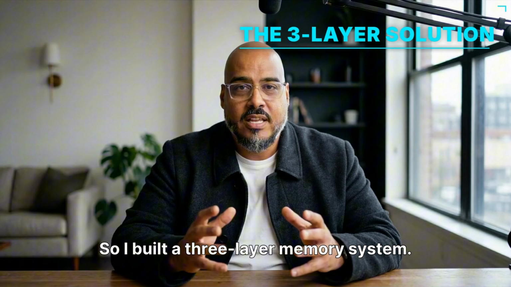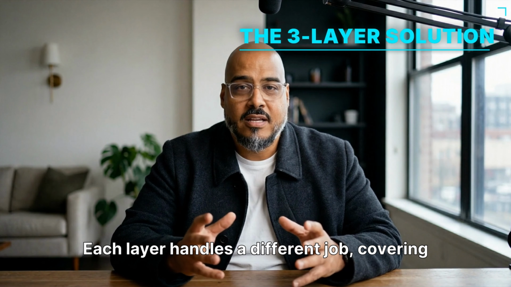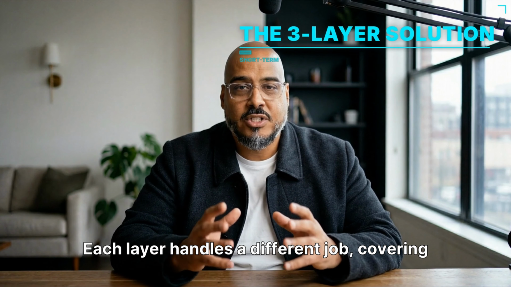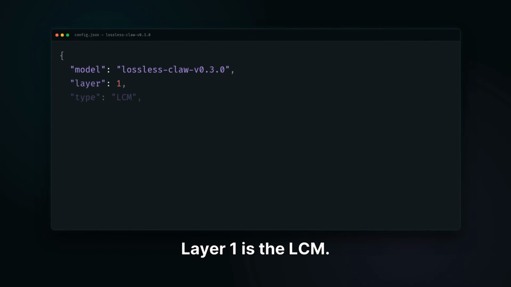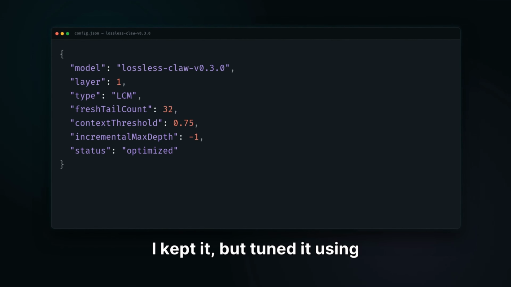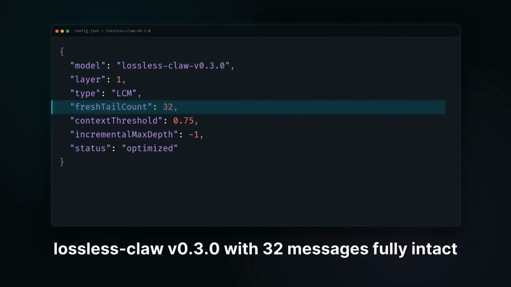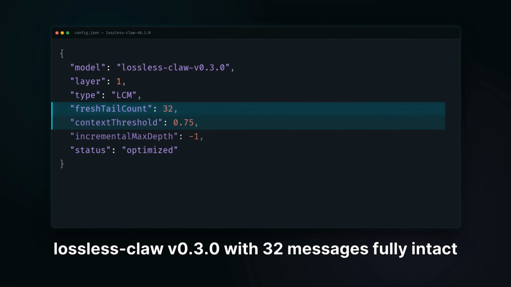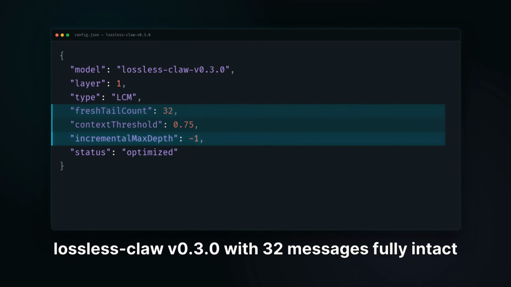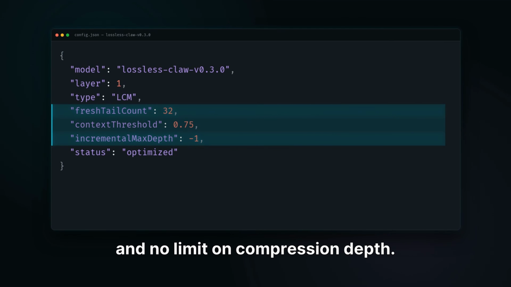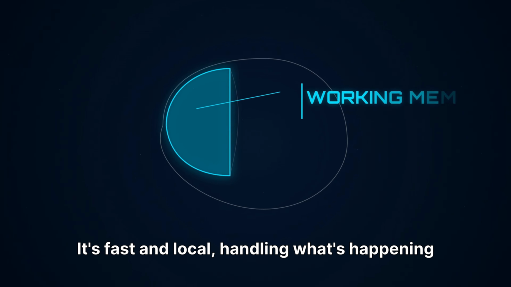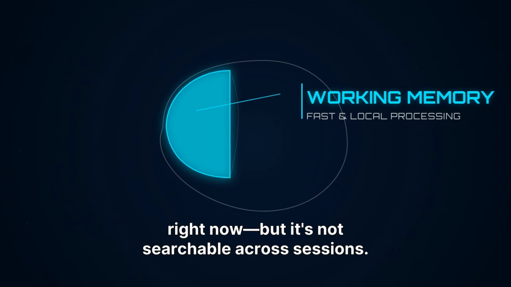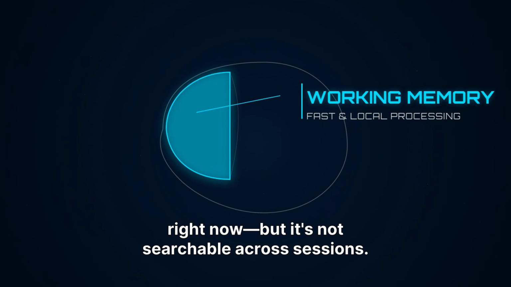So I built a 3-layer memory system. Each layer handles a different job, covering short-term, long-term, and deep retrieval. Layer 1 is the LCM. I kept it, but tuned it using Lossless Claw 0.3.0, with 32 messages fully intact and no limit on compression depth. Think of this as your working memory. It's fast and local, handling what's happening right now, but it's not searchable across sessions.